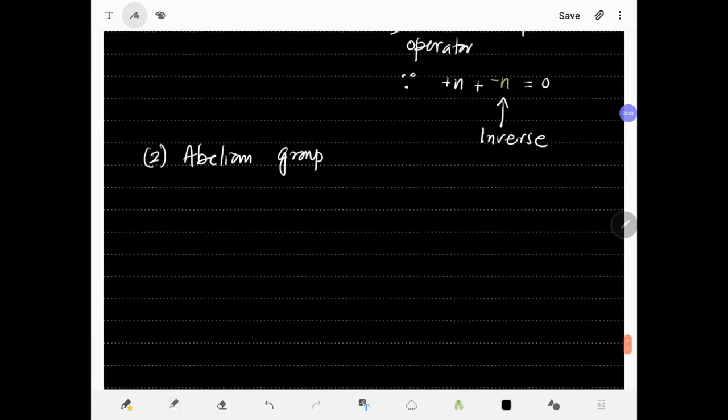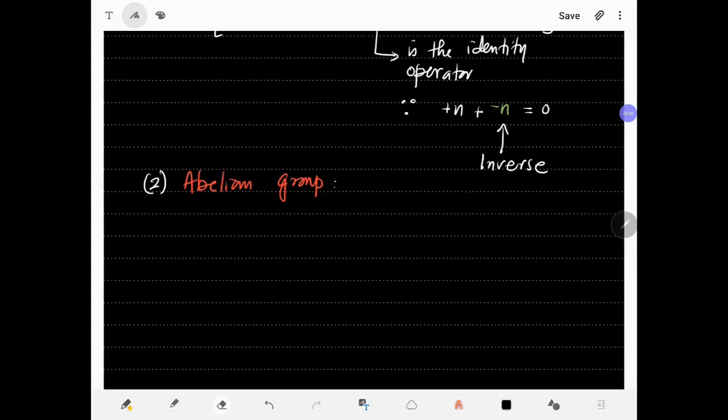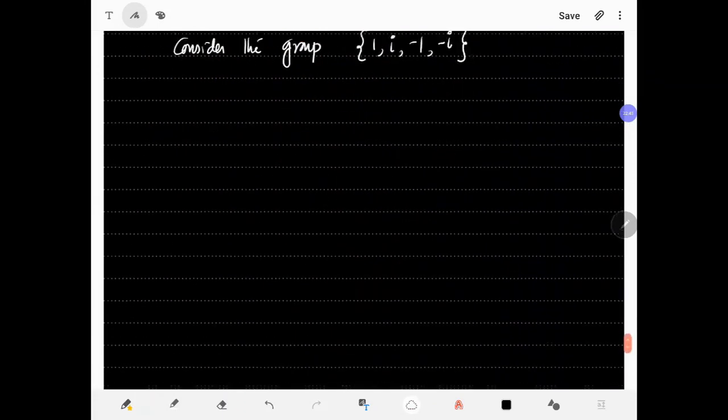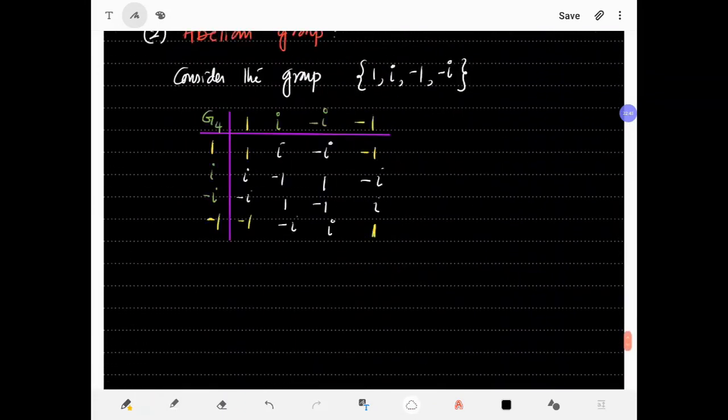Now the second type of group is abelian group. We will now take the previous example of 4 elements. 1, I, minus 1 and minus I, and if I copy the group multiplication table for that, here you can see that every combination is commutative. Now you take any two elements and combine them as per the combination rule, which is multiplication.